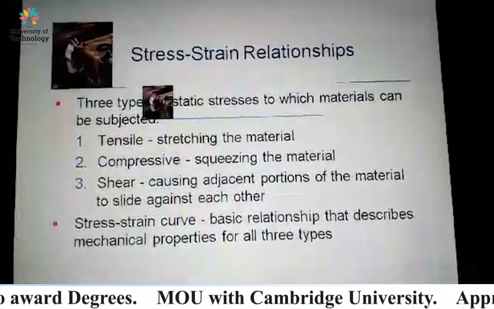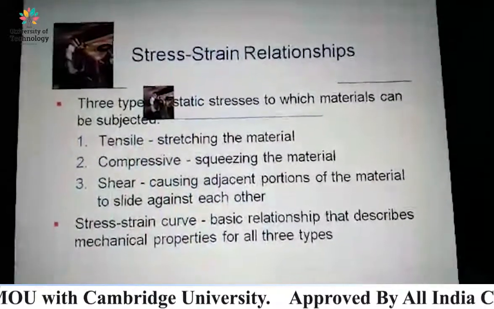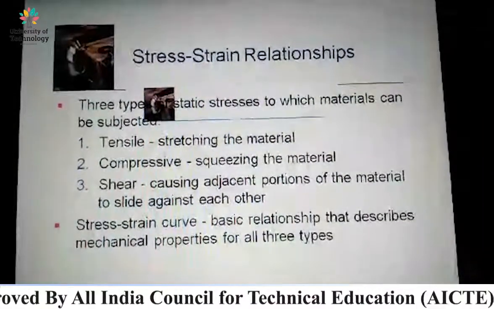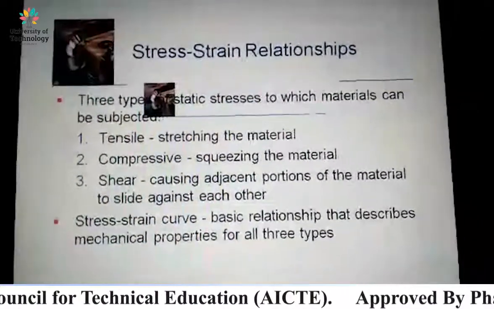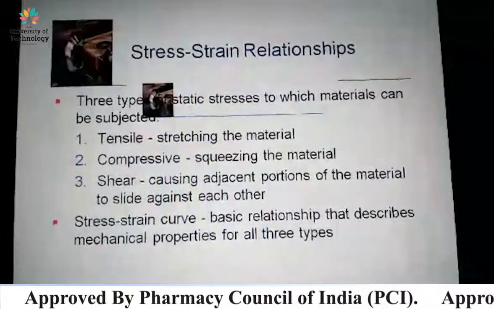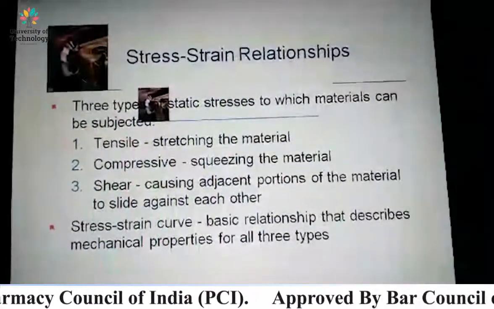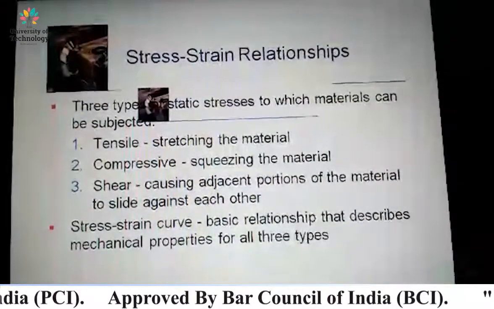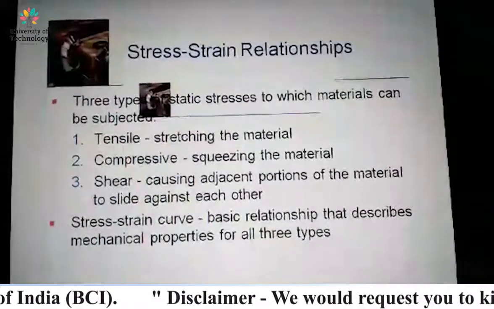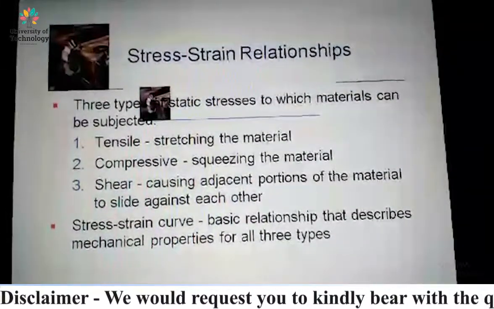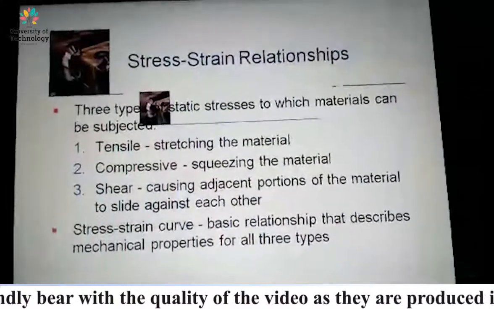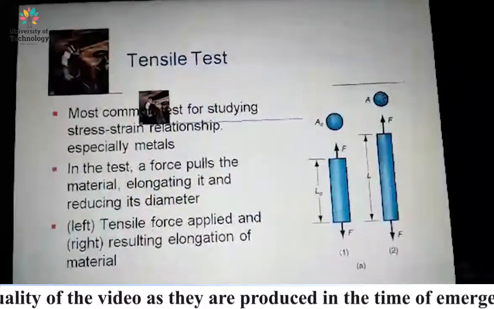Three types of elastic stress to which materials can be subjected. The first is tensile, stretching the materials. The second is compressive, squeezing the materials. The third is shear, causing adjacent portions of the material to slide against each other. The stress-strain curve is the basic relationship that describes mechanical properties for all three types, right?